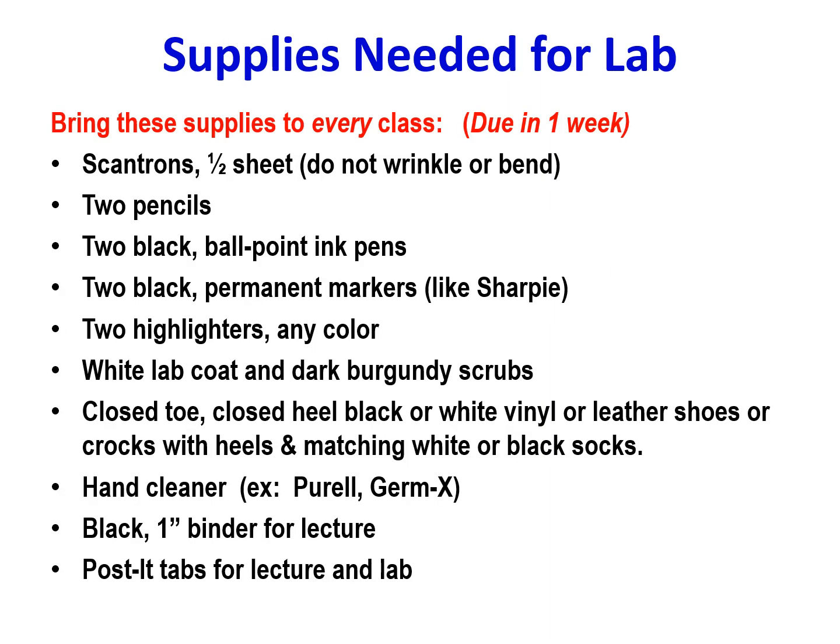Now, here are the supplies you need, and you need to have them within 1 week of class, okay? You need some Scantrons. They're the green ones that are half a sheet. They're available in our bookstore in Building F where the Subway is on campus, or you can order them online. Do not wrinkle them or bend them, okay? They need to stay flat, nice and neat. You need a pencil or two. You need 1 to 2 black ballpoint pens.